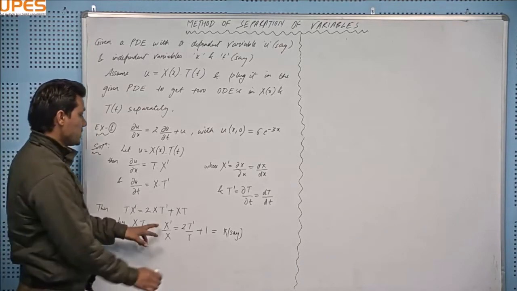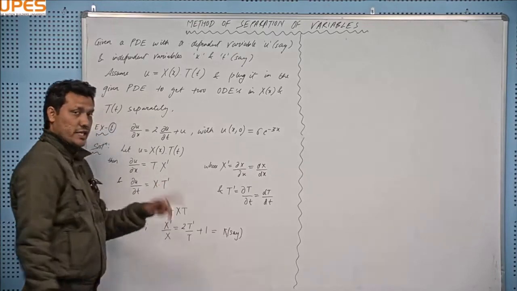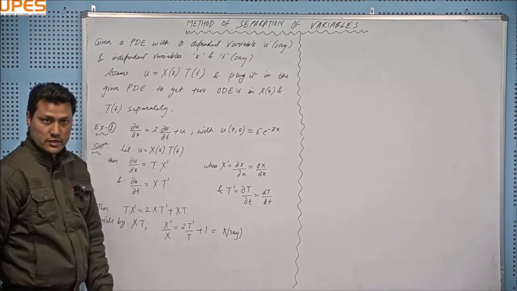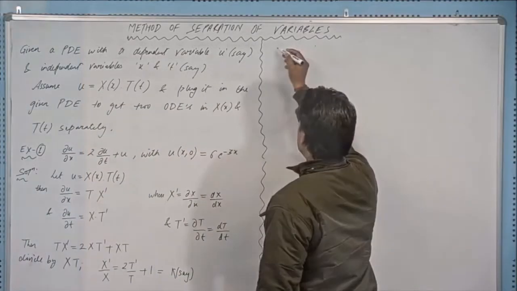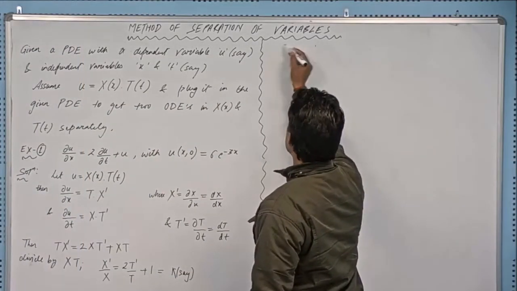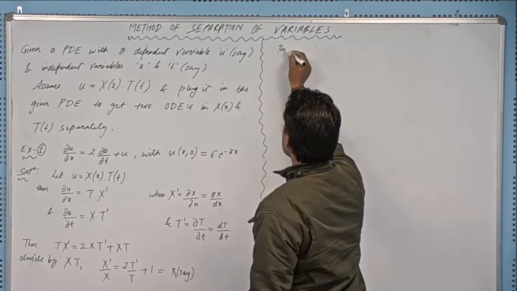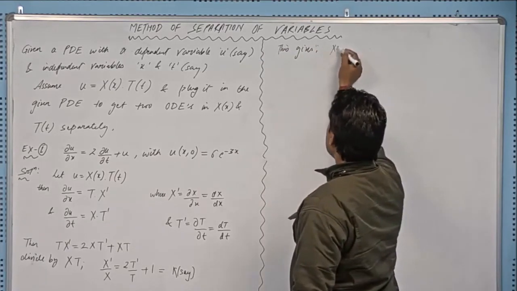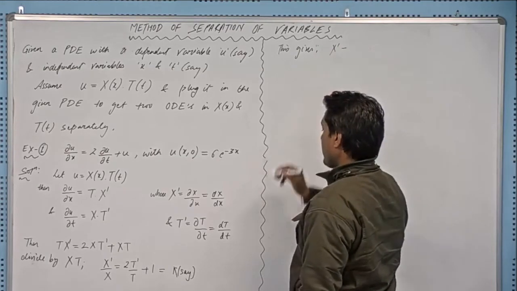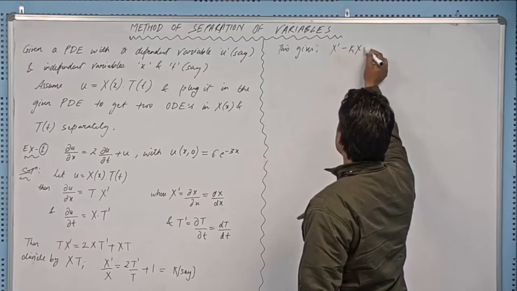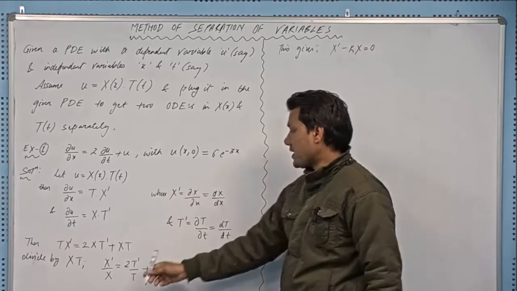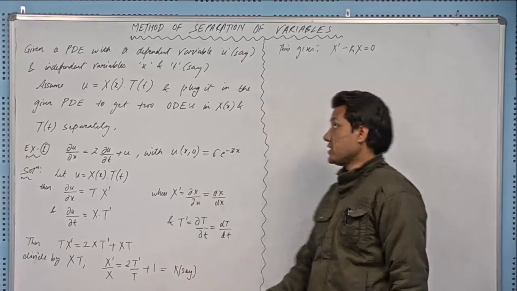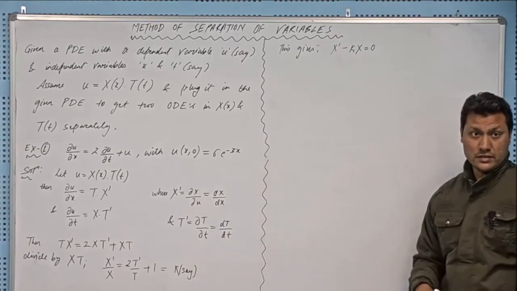Now let me try to make two ordinary differential equations from this system. One will be given by taking the first ratio equal to k, and the second ODE will be given by taking the second ratio equal to k. This gives capital X dash minus kX equal to 0. If you cross multiply this capital X with this k and take this term on the left hand side, then this will be your ODE.